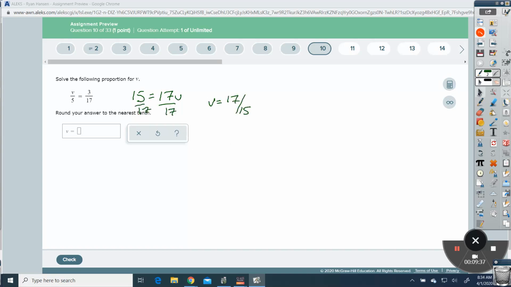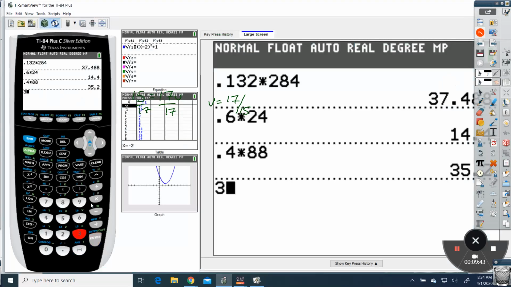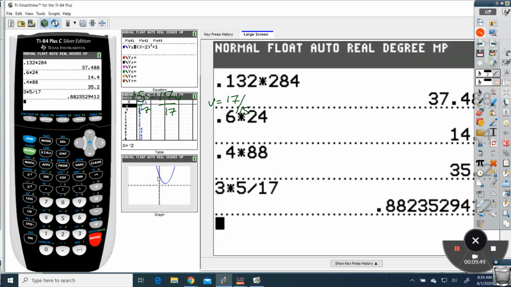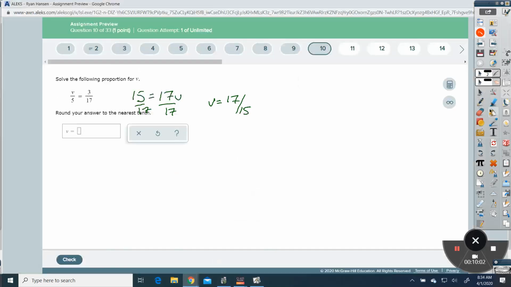The other way we could do that is just go to your calculator. You multiply these and divide by that one. So 3 times 5 divided by 17. It says round to the nearest tenth, so that says 0.88. So the tenth is the first one. So that's going to be 0.9. So I come back to my screen. So this is going to be 0.9. Okay.